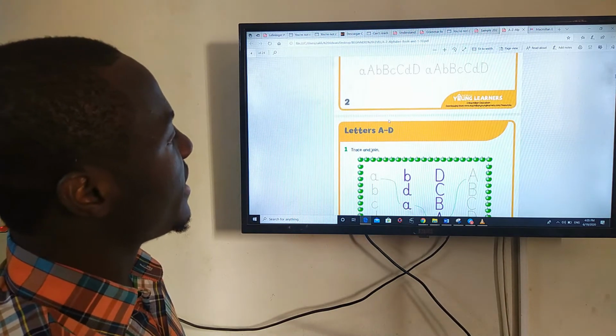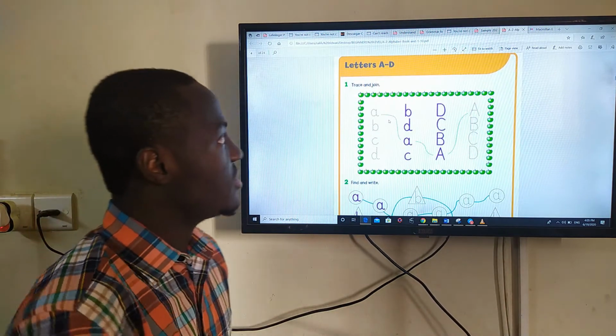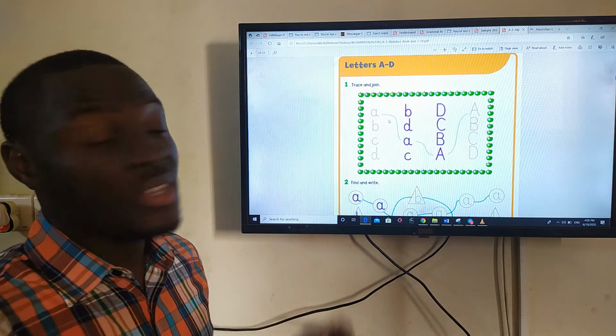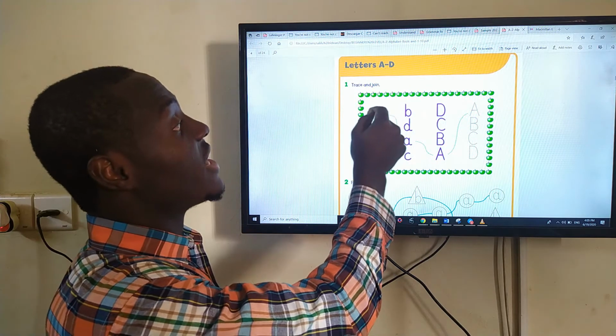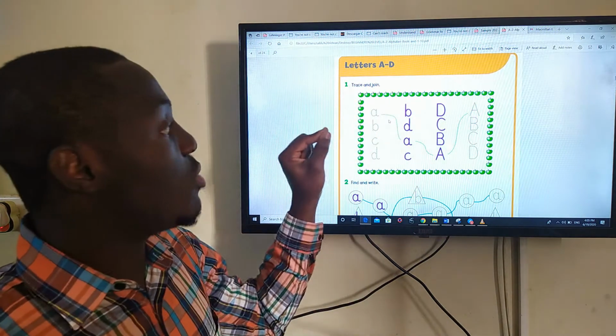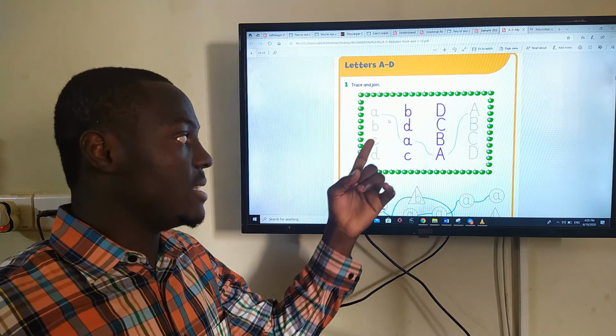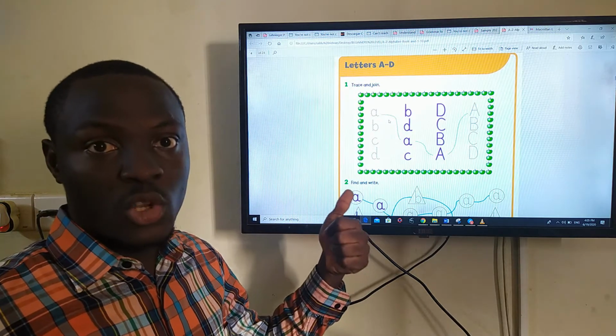And you can see from the next page also, we've been given an instruction. They said what? Trace and join. And what do you mean by tracing? Which means you are going to be drawing using the provided dots. You see that we have some small dots. They've been formed in such a way that you can see this is A, this is B, this is C, this is D.